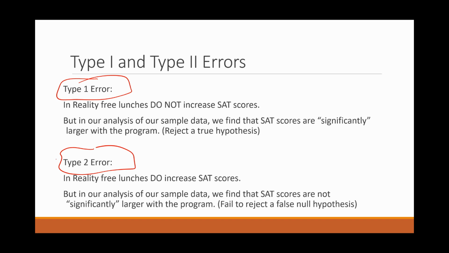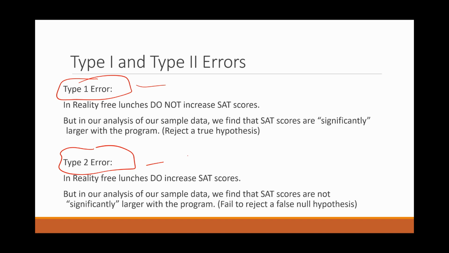Type 2 error is when free lunches actually do improve students' test scores, but we come to the conclusion that they don't. And so we go and we tell the school districts, hey, you guys, this program doesn't work. You should discontinue it. And then the school districts stop implementing a program that actually helps their students. That's type 2 error. So now that we have a practical policy relevant example, you can see why type 1 error and type 2 error are actually big problems.